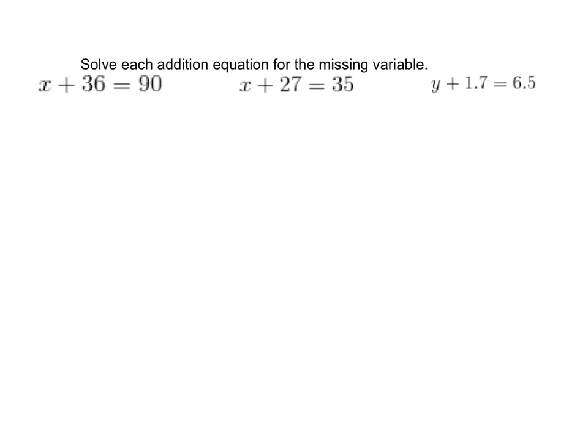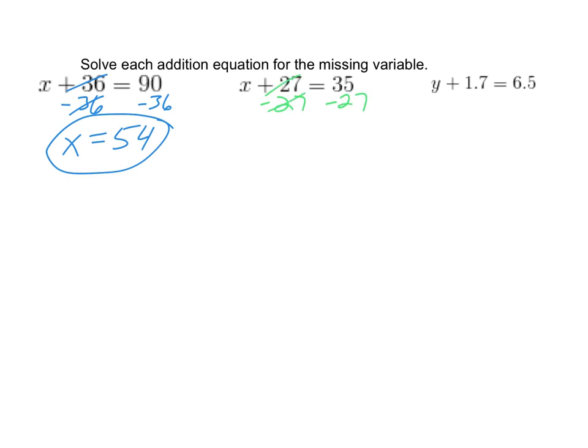We've got x plus 36 equals 90. Again, to undo plus 36, we subtract 36 from both sides. These cancel, leaving just x on the left. 90 minus 36 gives us 54, so x equals 54. For x plus 27 equals 35, to undo plus 27, I subtract 27 from both sides. These cancel out, leaving just x. 35 minus 27 gives me 8. My answer is x equals 8.